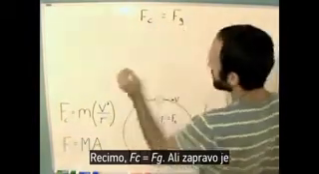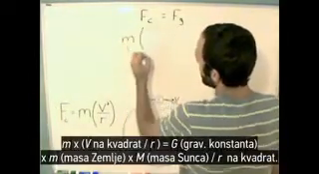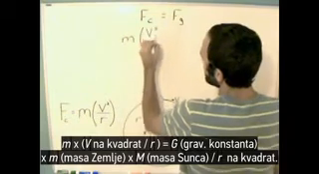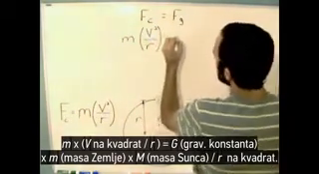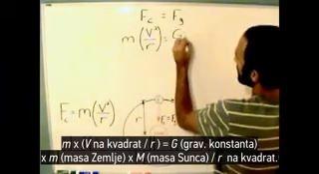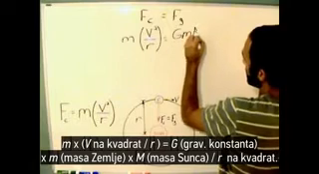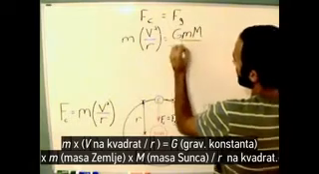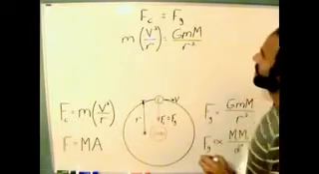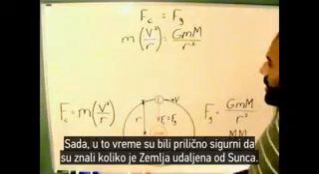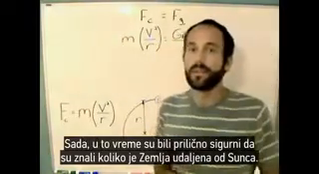Okay? But this is really m times v squared over r, is equal to big G, the gravitational constant, times the little m, which is the mass of Earth, times big M, which we're going to say is the mass of the Sun in this case, over r squared.